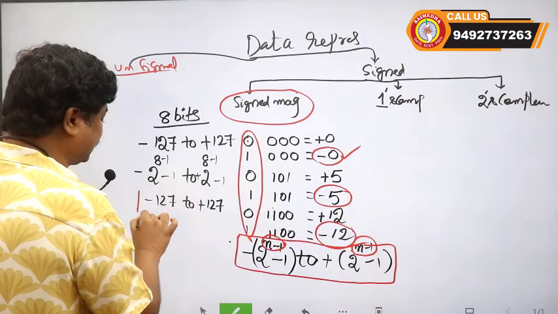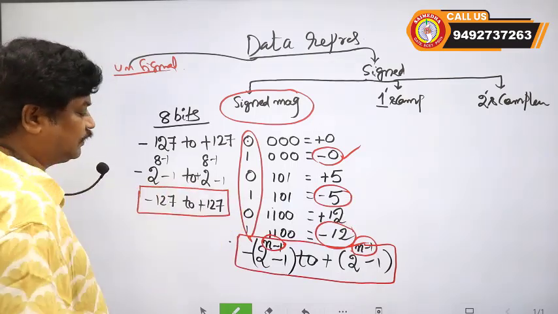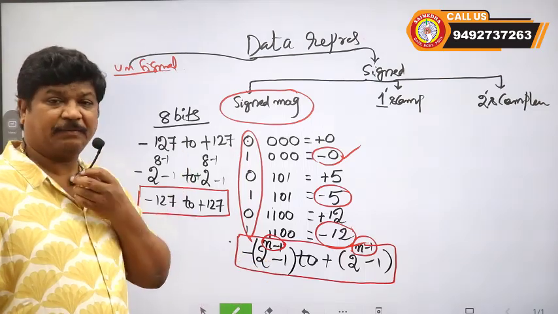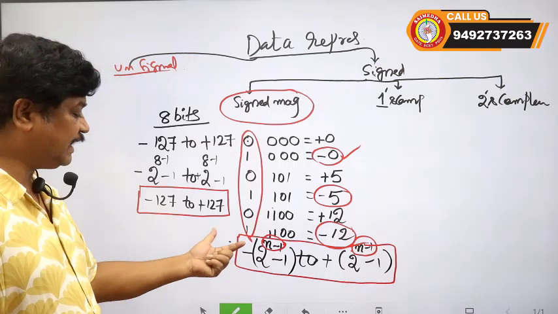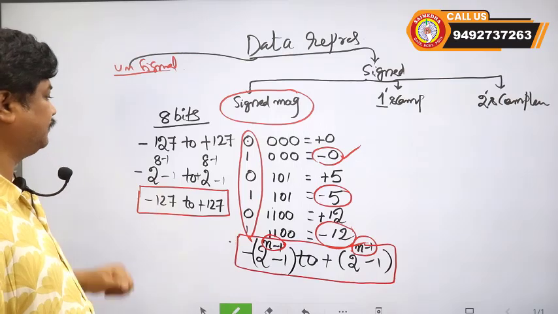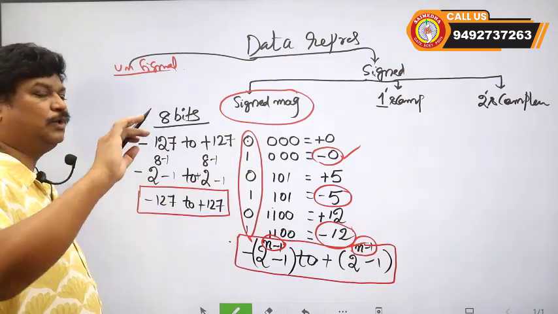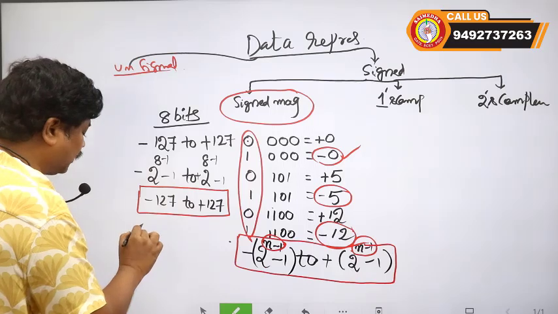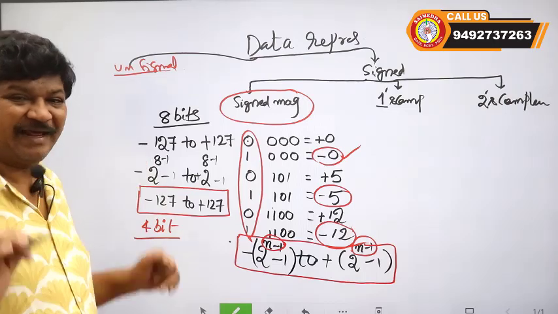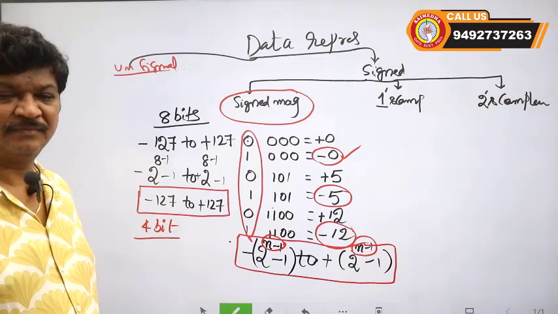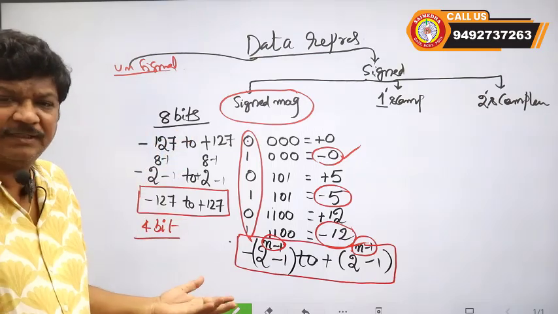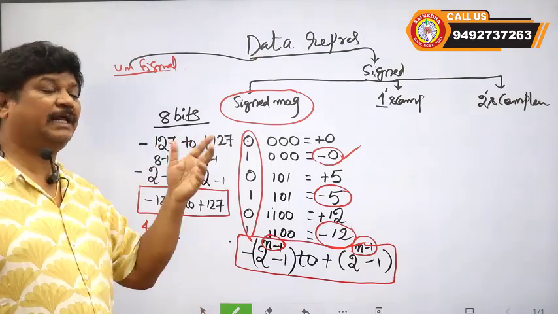Now what do you understand? This is a very, very important formula. In the case of sign magnitude representation, the range available is minus (2 power of n minus 1, minus 1) to plus (2 power of n minus 1, minus 1). Take some example: if you use 4 bits, what is the range? I don't want to tell; you have to write. I already gave one example for 8 bits. As a student, you have to understand the range for the remaining bits.